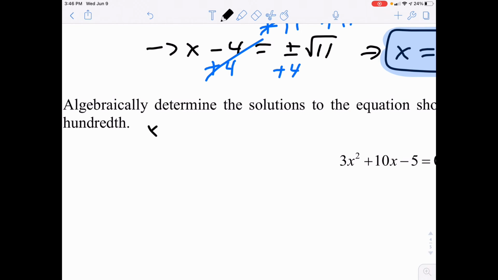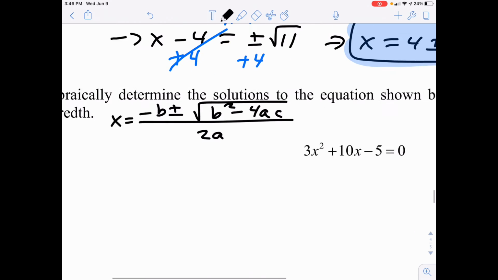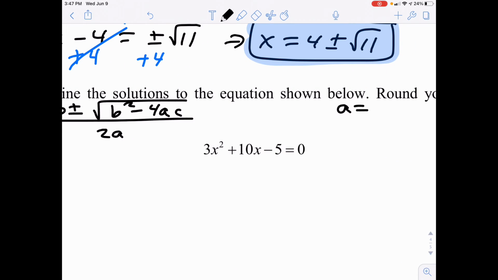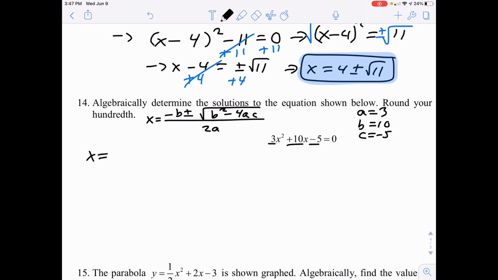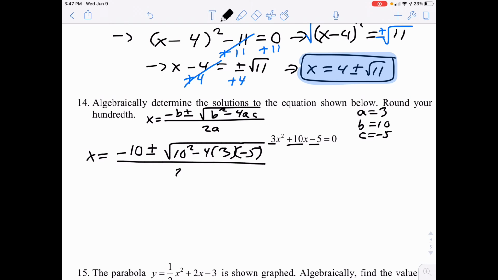So the quadratic formula, again, is x equals negative b plus or minus the square root of b squared minus 4ac, all over 2 times a. My a is 3, my b is 10, my c is negative 5. Plug this in. Negative b would be negative 10 plus or minus the square root of 10 squared minus 4ac, which would be 4 times 3 times negative 5, all over 2 times a, which would be 2 times 3.